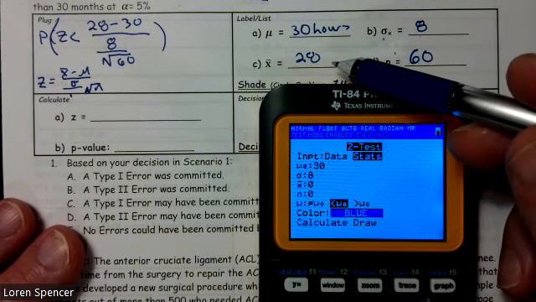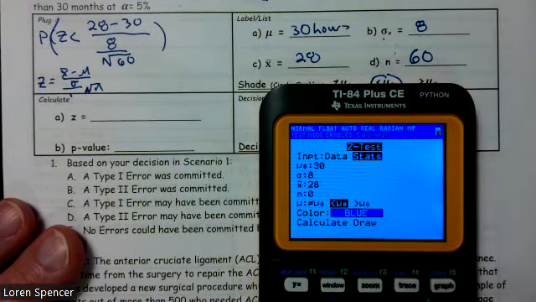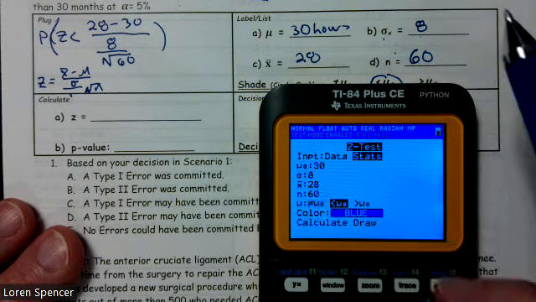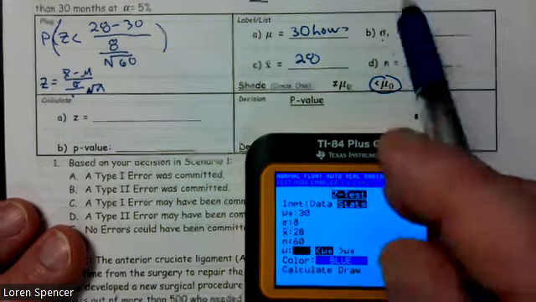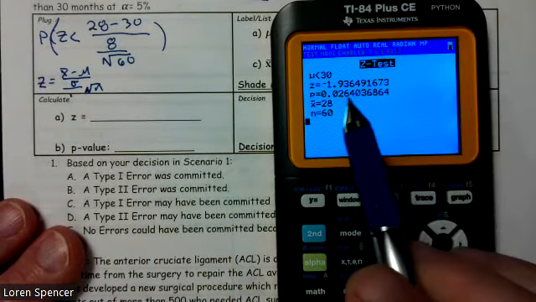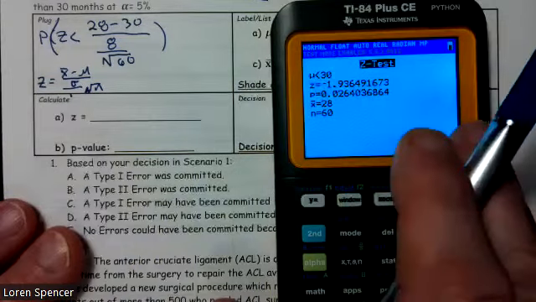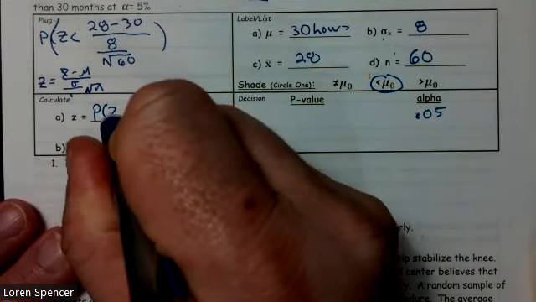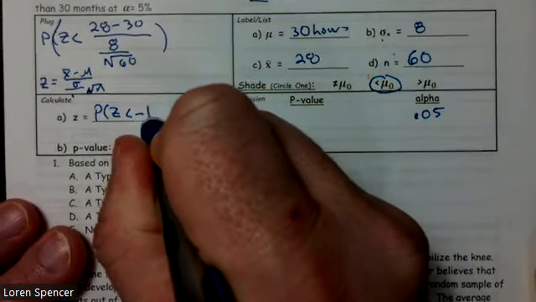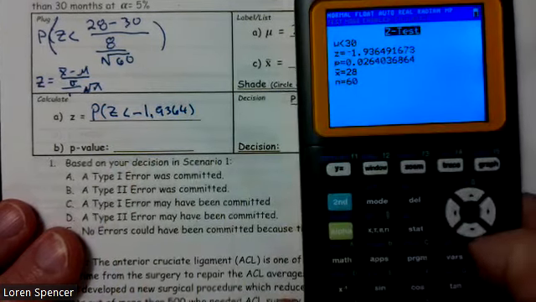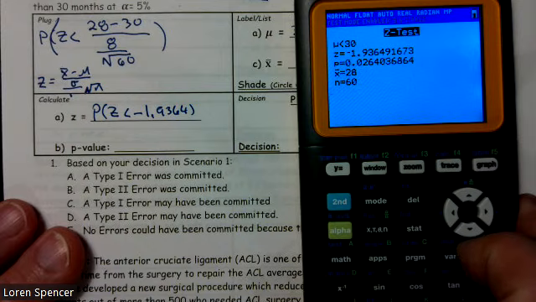Then we have a standard deviation of the population of 8. We have a sample mean of 28. And we have a 60 as our sample size. And we said we wanted less than because they're testing to see if it lasts less than 30 months. When we calculate, we get a z-score of negative 1.936. So the probability that z is less than negative 1.9364 equals this p-value of 0.0264.